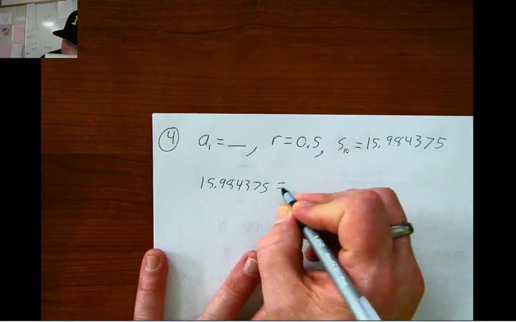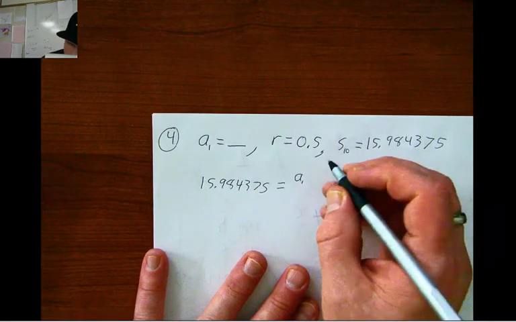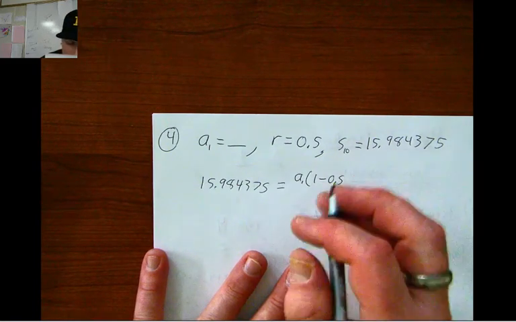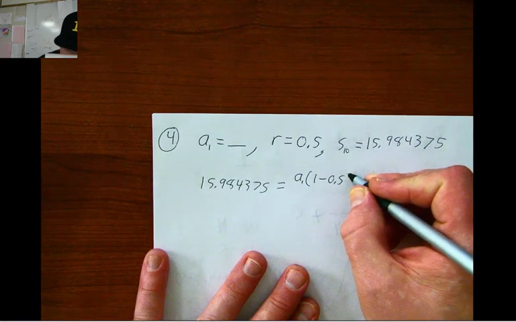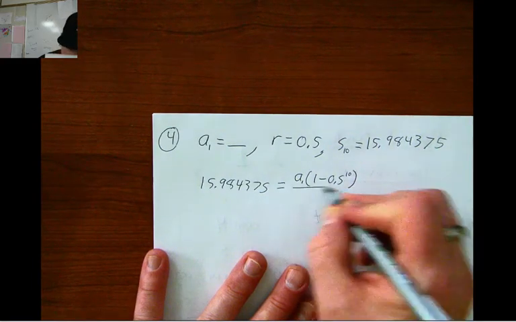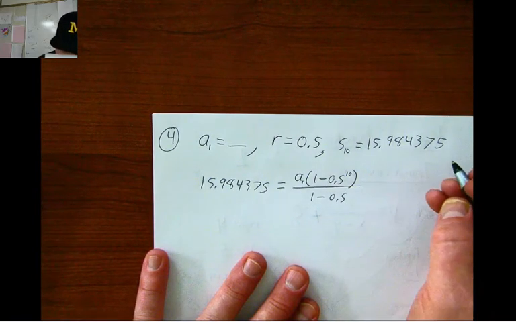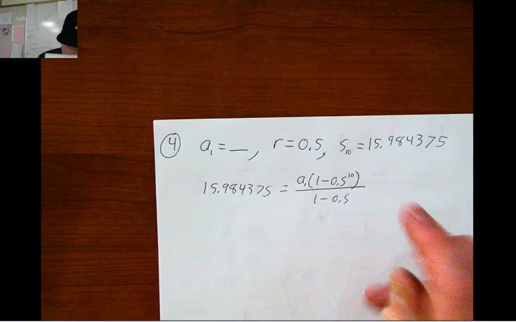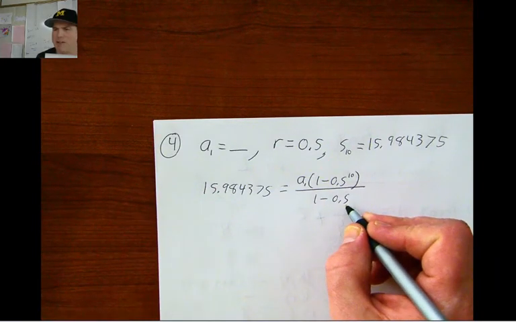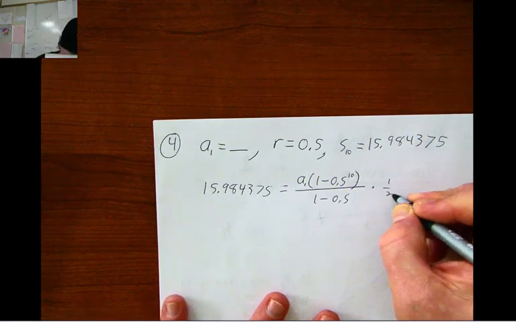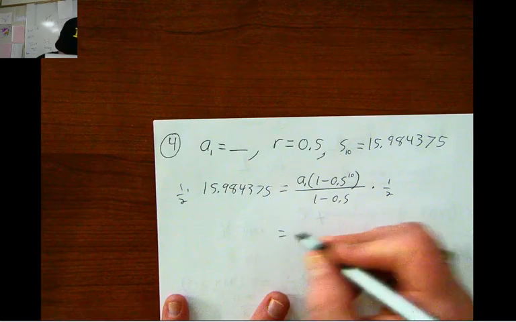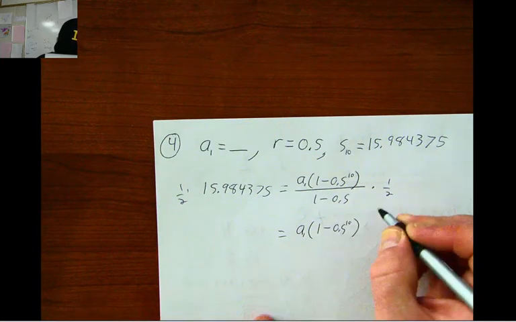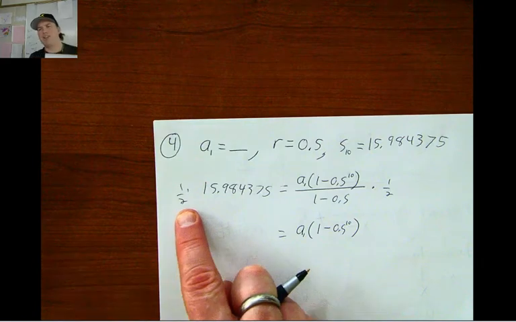So S10, 15.984375, that is equal to A1, which is what I'm looking for, times 1 minus R to the nth power, but because it's S10, it's 1 minus 0.5 to the 10th power divided by 1 minus 0.5. All right, let's see. Algebraically, we need to solve for A1. 1 minus 0.5, that's 1/2. So the first thing I would do is multiply both sides by 1/2. And so that would give me A1 times 1 minus 0.5 to the 10th power equals this thing times 1/2, which is the same thing as dividing by 2.